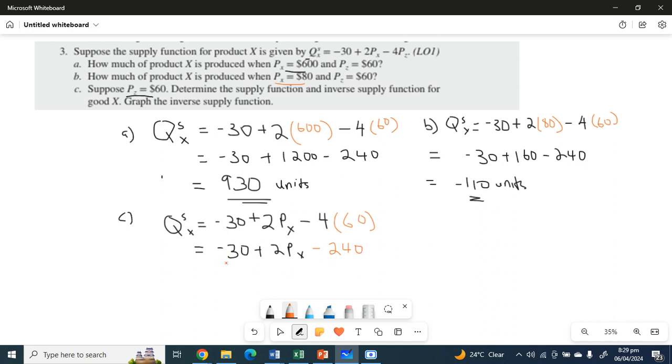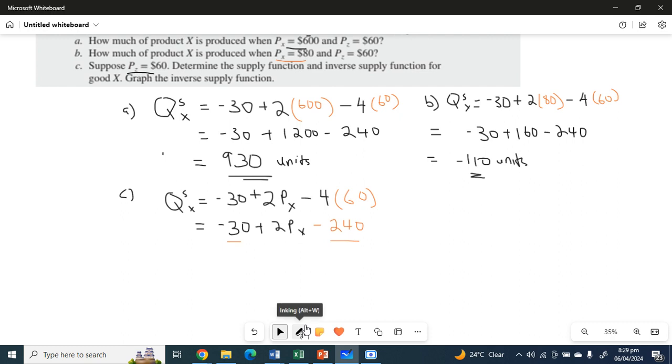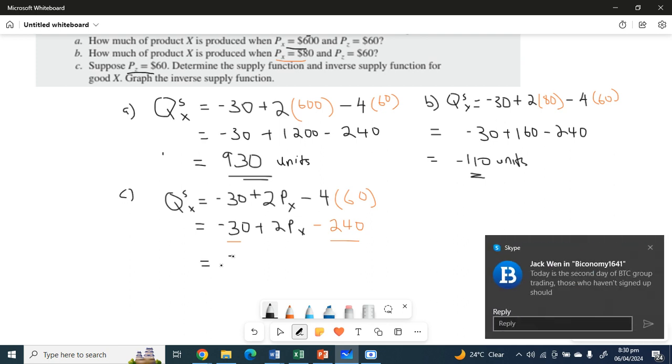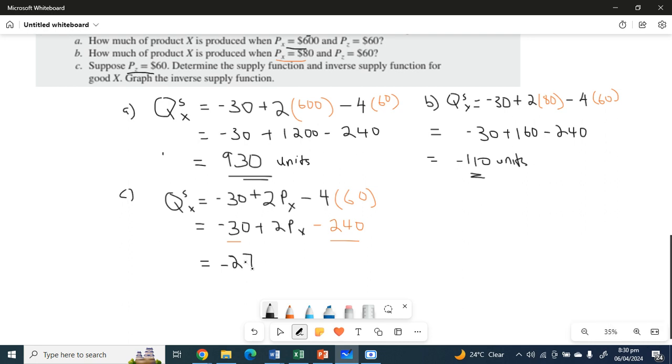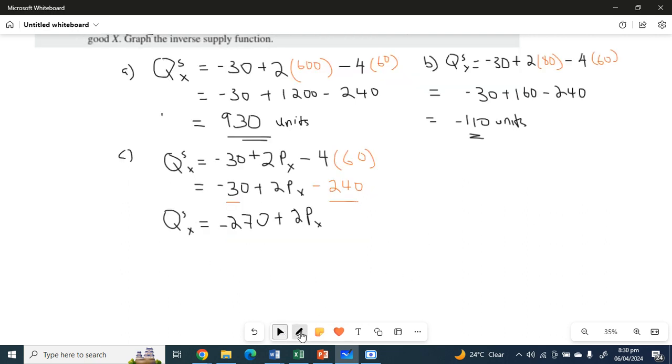Like terms, negative 30 minus 240, we're going to get negative 270. So you put here negative 270 plus 2PX. So this is our simplified supply function. Then, when they ask for the inverse supply function, they want you to make price the subject of the formula, right? So let's make price the subject of the formula. So we take this negative 270 over the equal sign.